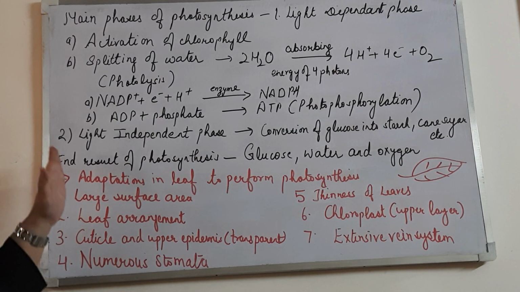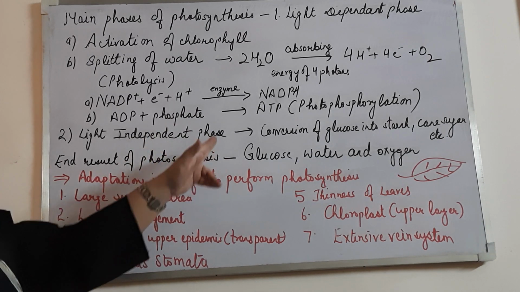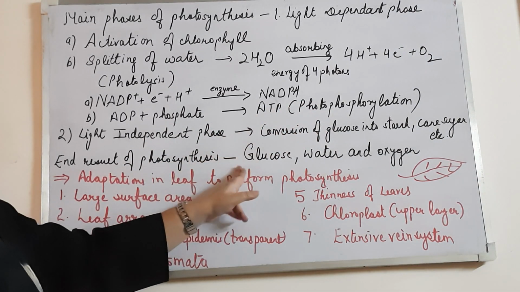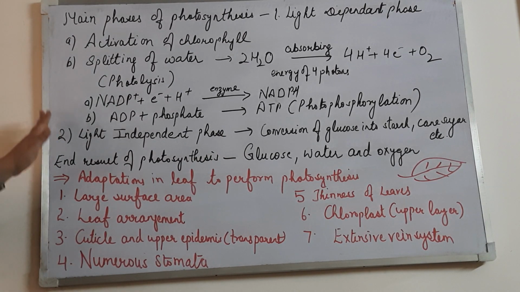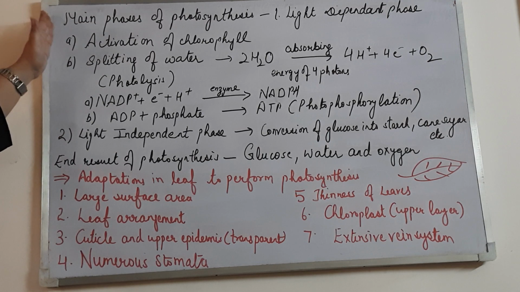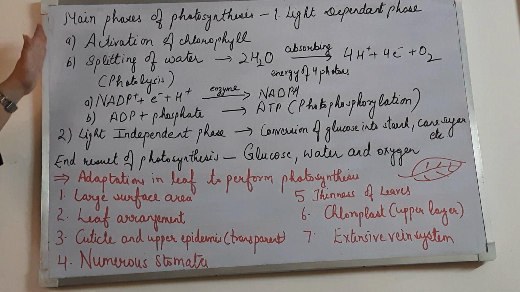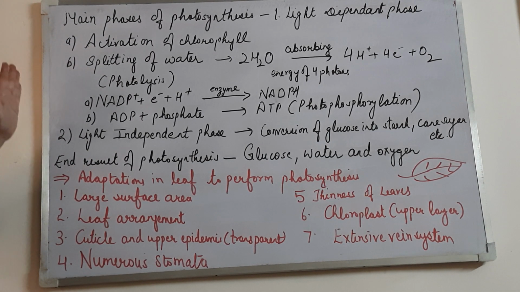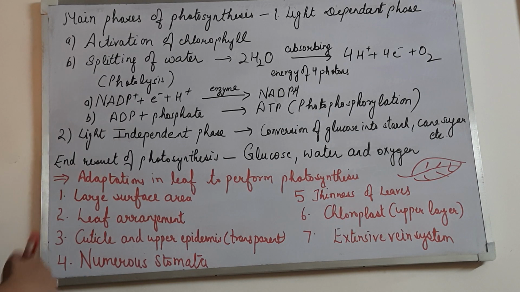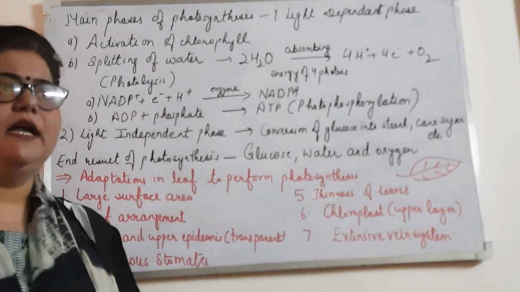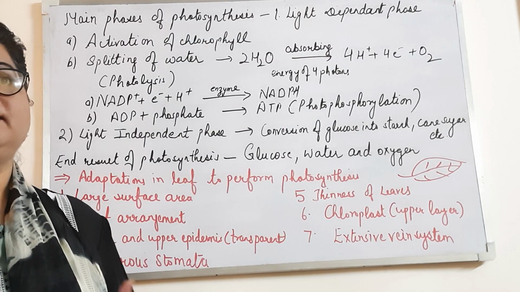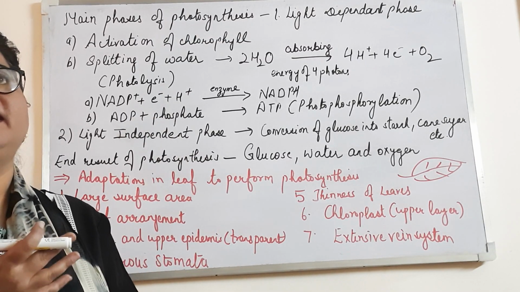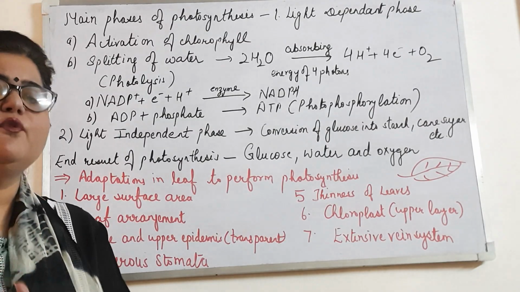So this is all about the end result of photosynthesis, what happens to all the things that are formed after photosynthesis. I hope it is clear up to here. We talked about photosynthesis, the main two phases, and then the end result of photosynthesis. Next is, what are the adaptations in the leaf to perform photosynthesis? A leaf has to perform photosynthesis, so how is it adapted? What are the things present in the leaves that make them more suitable to perform photosynthesis?